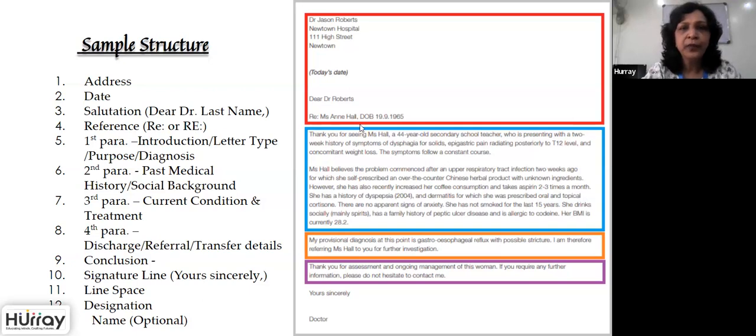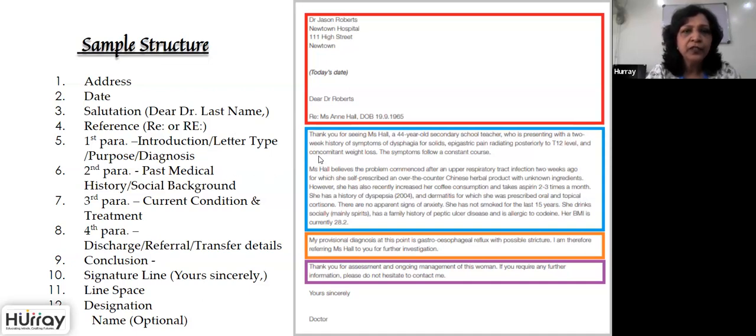So you write the full name of the person and then put a comma and write the date of birth, or you could write aged 55 years or 60 years, or you can write DOB followed by the date DD MM YYYY. Then you leave a line space and come to the first paragraph, which is the content of the letter.